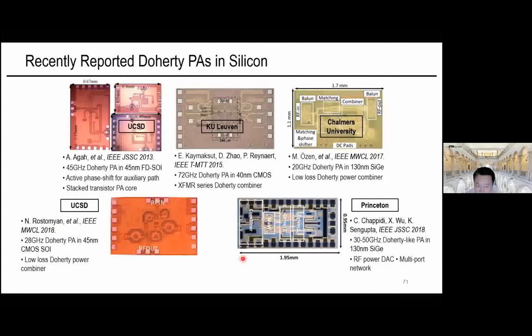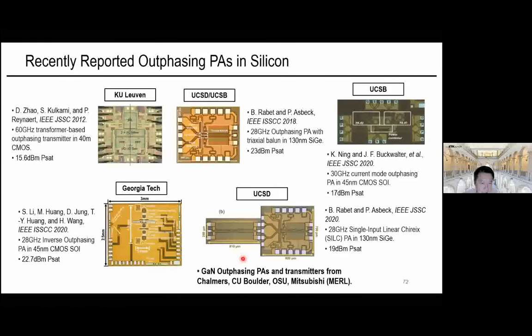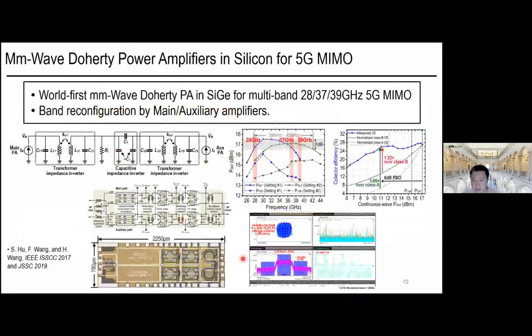There were a lot of discussions about backup efficiency, as we just mentioned earlier and through the previous Q&As. When we are talking about backup efficiency, we really should talk about the Doherty PA design and also the outphasing PA design. Here's a list of millimeter-wave Doherty or Doherty-like PAs from different research groups. This is a list of millimeter-wave outphasing PAs from different research groups.